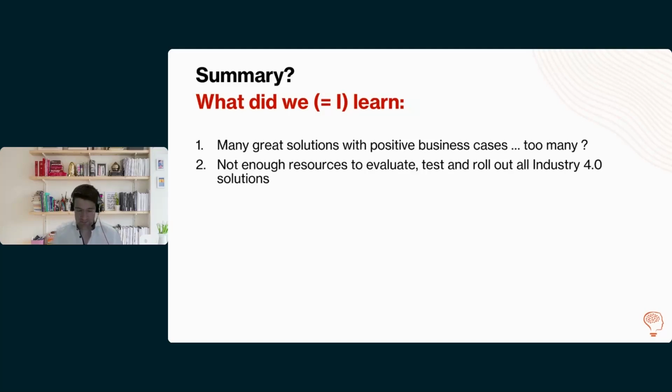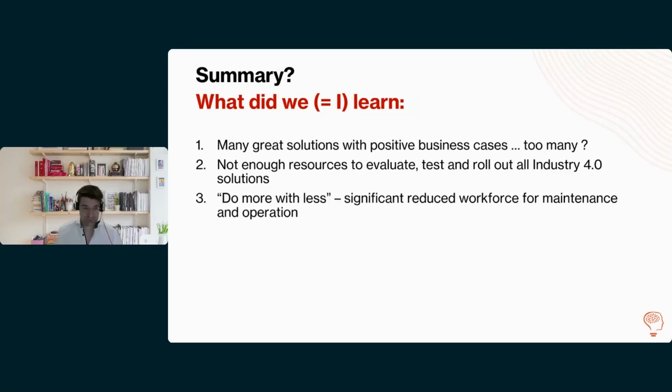However, if I identify 10 solutions, by no means does a plant have enough resources to evaluate, test, and roll out all these Industry 4.0 solutions with good business cases. It takes substantial resources, especially during testing and rollout. At the same time, the trend is accelerating. There is a need to do more with less, and there will be a significantly reduced workforce in maintenance and operation. Kind of a double problem already today. Not enough people to evaluate and implement new solutions, and in the near future, even fewer people.